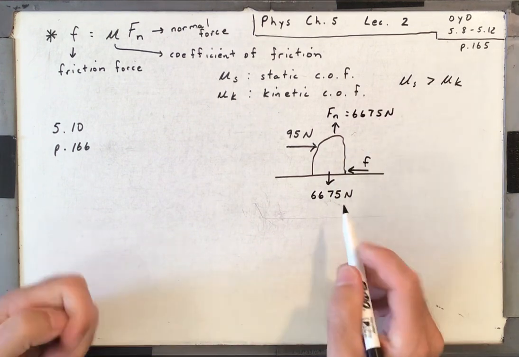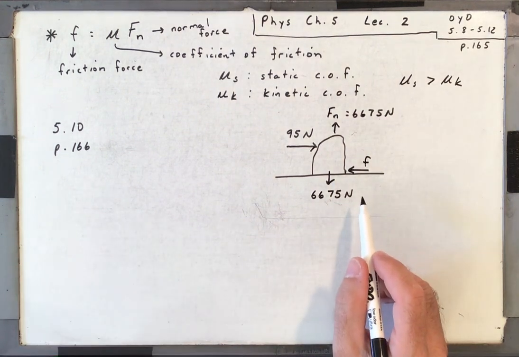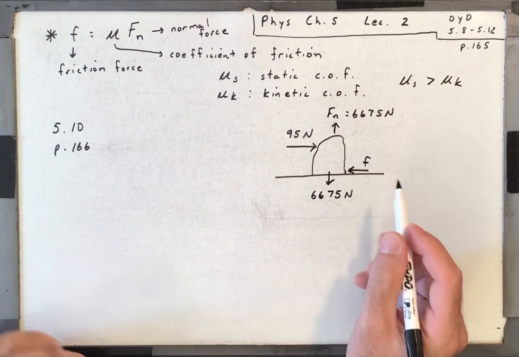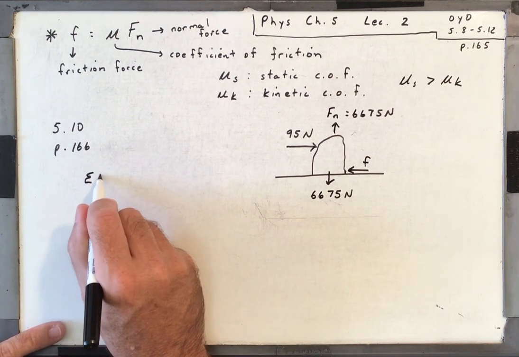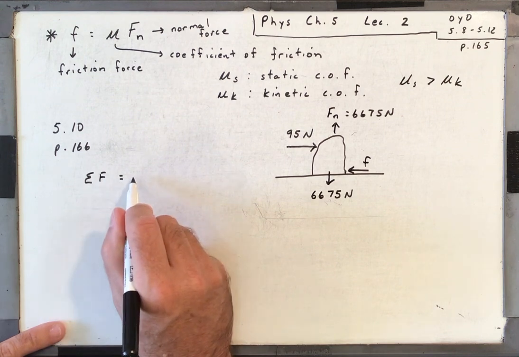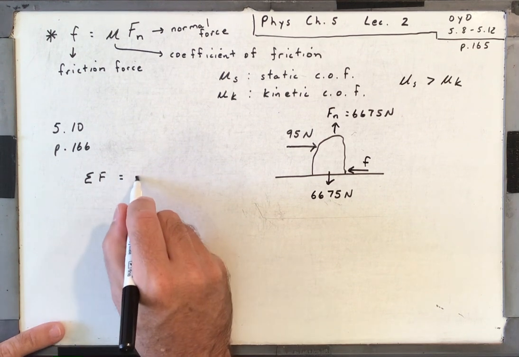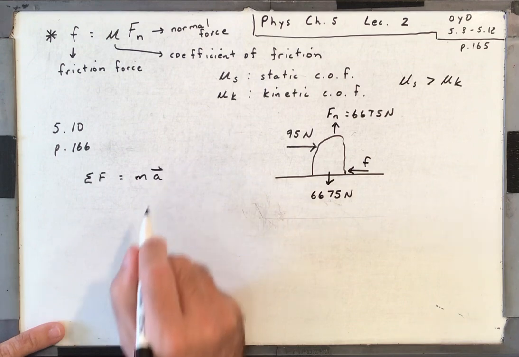So that's a force diagram, also called a free body diagram. We're going to use Newton's second law: the summation of all the forces is equal to mass times acceleration. We're going to solve for acceleration.